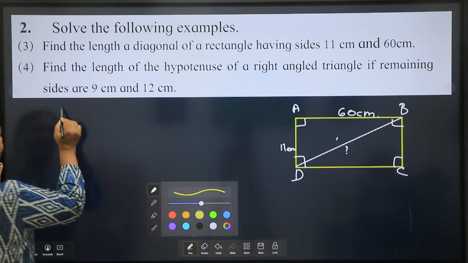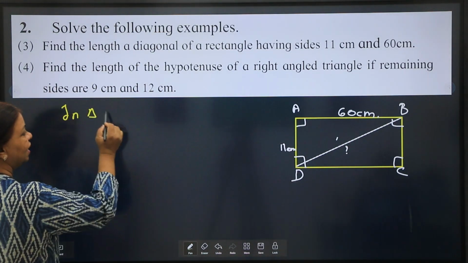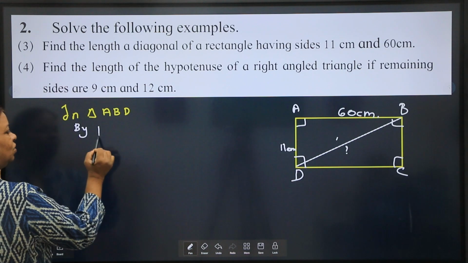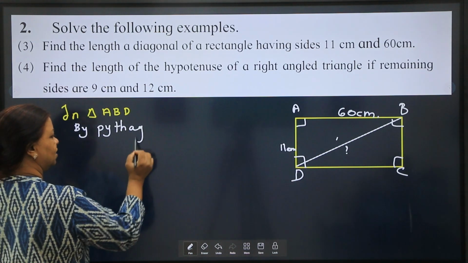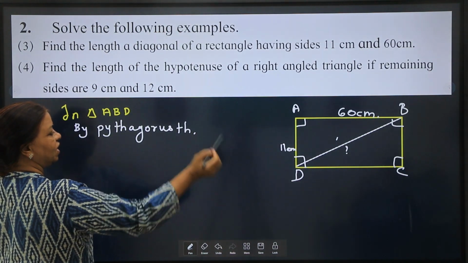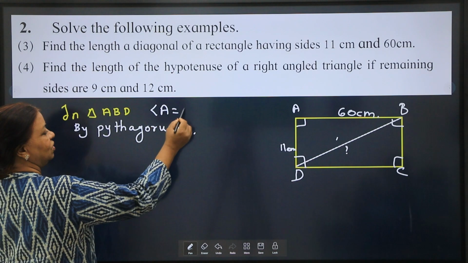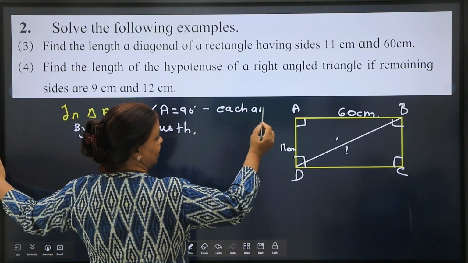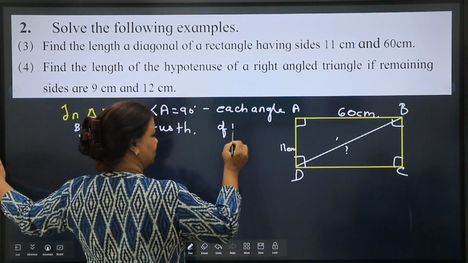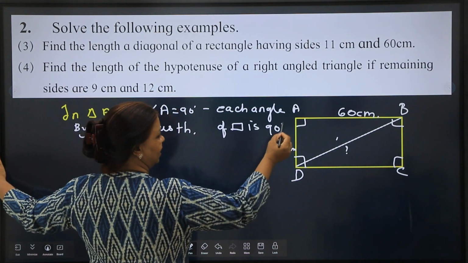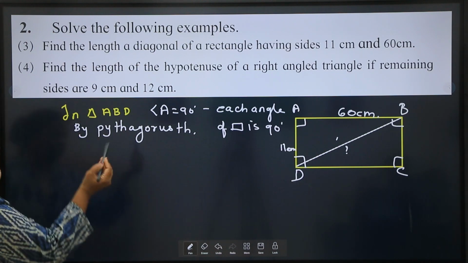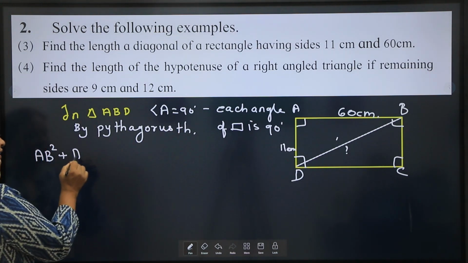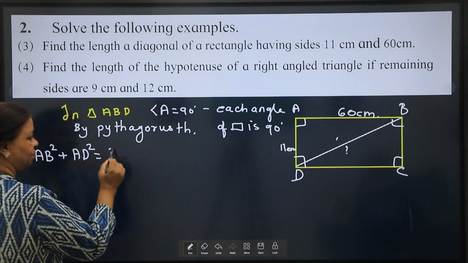Therefore, in triangle ABD, by Pythagoras theorem. And why can we use Pythagoras theorem? Because angle A is equal to 90 degree. Why is it 90 degree? Each angle of a rectangle is 90 degree. Therefore, say now, AB square plus AD square is equal to BD square.